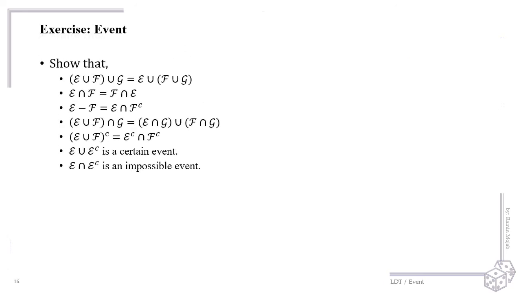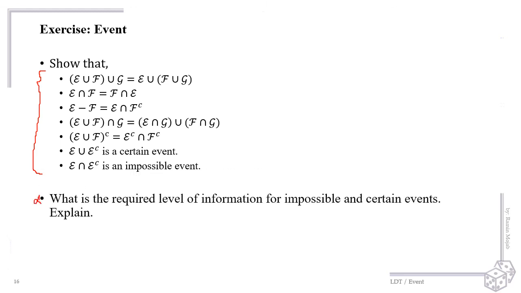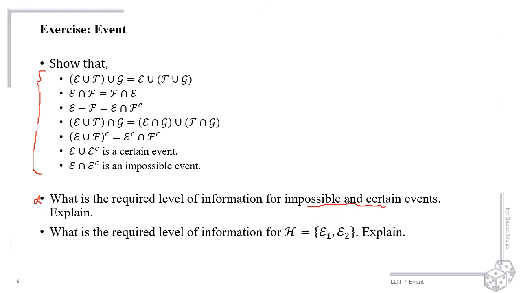We have another exercise here. I want you to show that these equalities are valid. You can use a Venn diagram or some other means. Here, explain what is the required level of information for impossible and certain events. And here, explain what is the required level of information for this collection of events. We did an example before, and you can use that one.